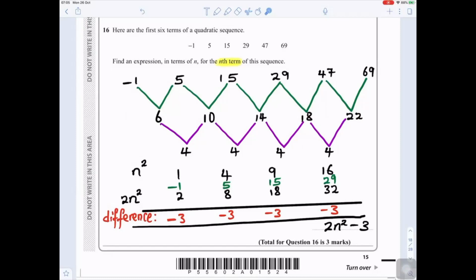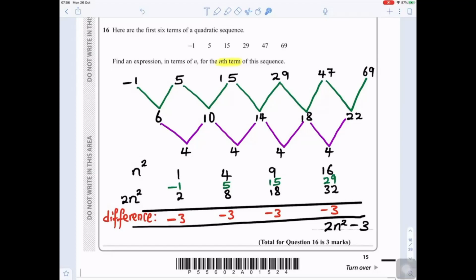Let's find the second difference. 10 minus 6 is 4. 14 take away 10 is 4. 18 take away 14 is 4. 22 take away 18 is 4. The second difference is the same, and that tells us it's a quadratic sequence. Now we need to work out n squared. 1 times 1 gives you 1, that's 1 squared. 2 times 2 is 4, that's 2 squared. 3 times 3 is 9, that's 3 squared. 4 times 4 is 16, that's 4 squared.